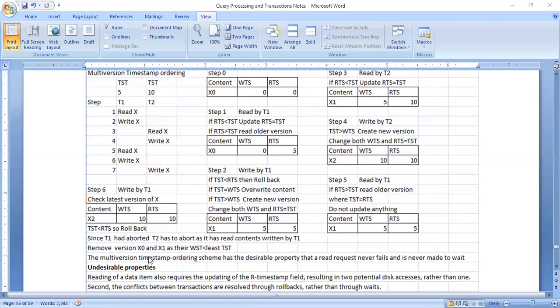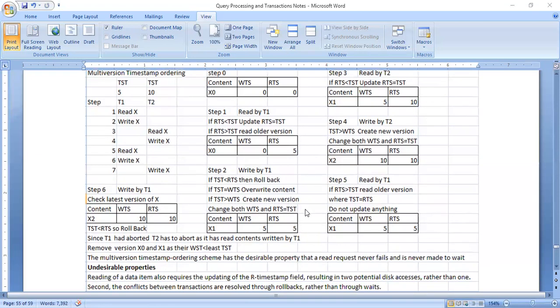Now with multiversion, why are we studying this ordering scheme? Because it has a desirable property that a read request never fails. As we have seen at step 5, the read instruction was executed properly by the older transaction. So older transactions can always read with the help of multiversion timestamp ordering, they never fail, and they are not allowed to wait. But this protocol has some undesirable properties also.